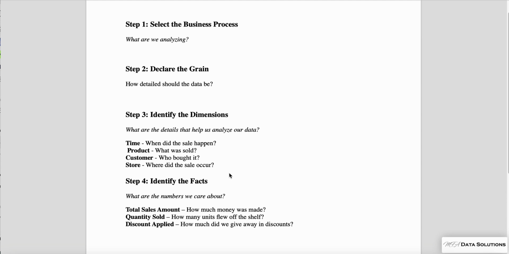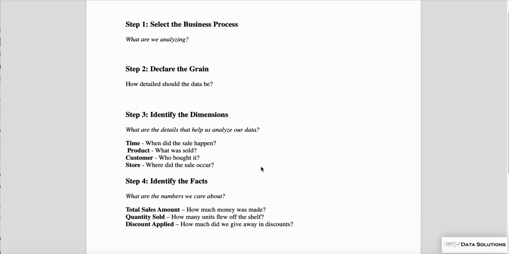And then step 4, the final process, is basically identifying the facts. What are the numbers we care about? Let's get to the hard numbers. This is what decision makers actually care about. Facts are measurable values like total sales amount, quantity sold, discount applied, basically how much money was made, how many units flew off the shelf, and how much did we give away in discounts. And there are 3 types of facts here.